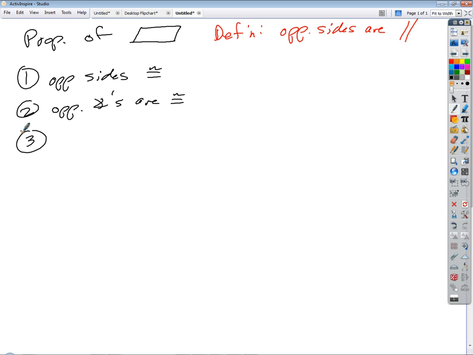Brooke, what do you think? You remember one? Opposite sides are congruent, opposite angles are congruent. Are there any others? Emma, you got one? What about another one involving angles? Oh, okay, good. We know that consecutive angles are always going to be supplementary, aren't they? Okay, so there's another one.